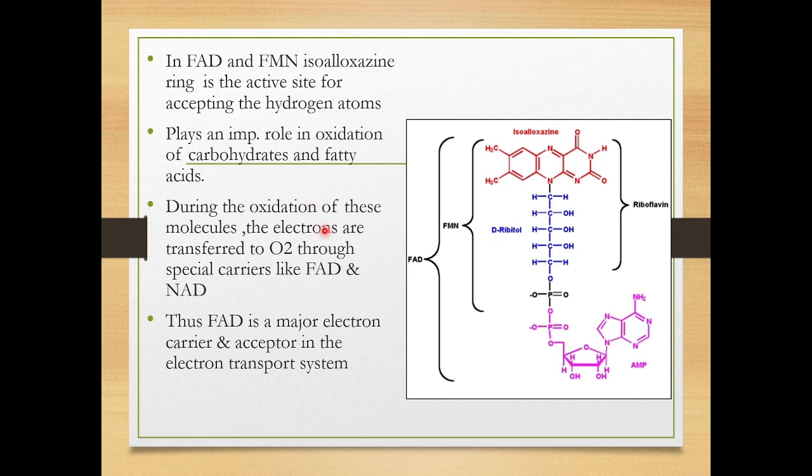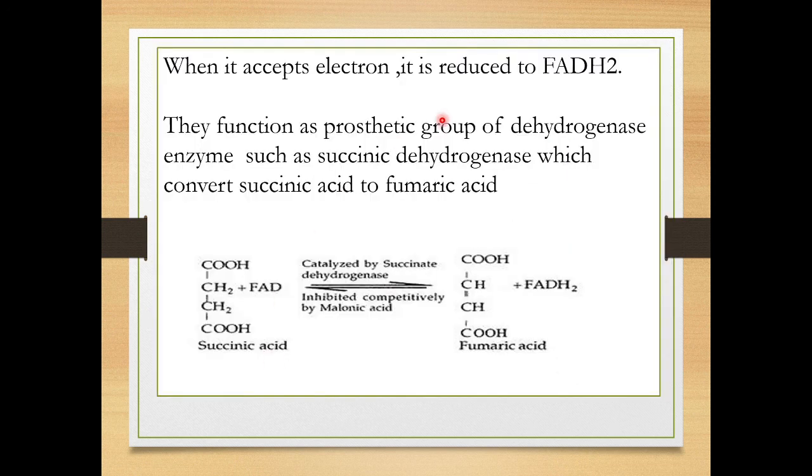During the oxidation of these molecules, the electrons are transferred to oxygen, which we already saw in the last video, through special carriers like FAD and NAD. Thus, FAD is a major electron carrier and acceptor in the electron transport system. So one of the major important functions of FAD is to be a carrier and acceptor of hydrogen atoms. As already said, when FAD accepts the hydrogen atom, it is reduced to FADH2.